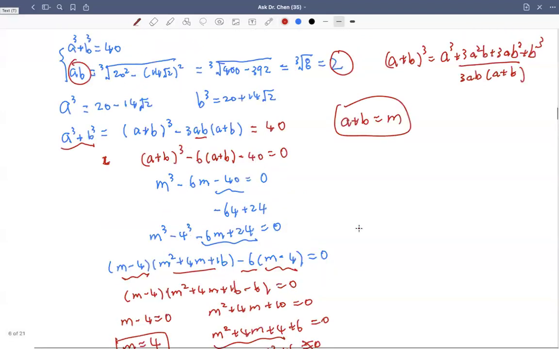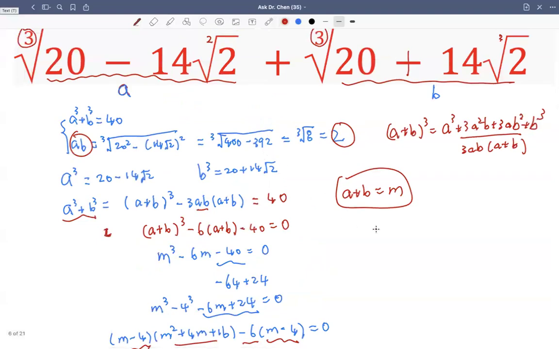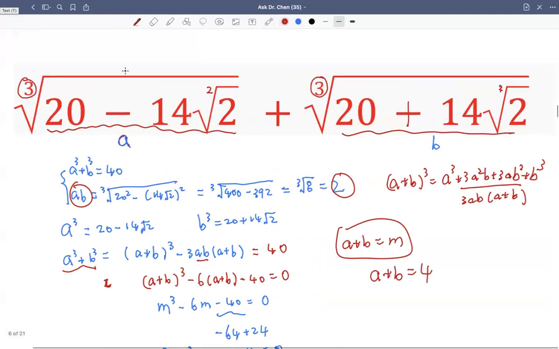So we're only left with one solution, m equals 4. If m equals 4, that means A plus B equals 4. What's our A? A is the cubic root of this, B is the cubic root of this. So that means this expression in the end can be simplified as 4.